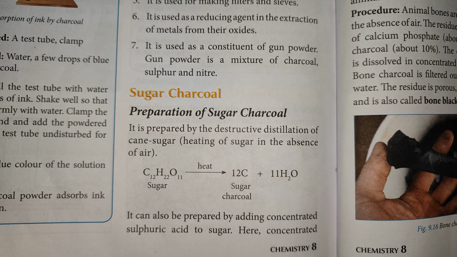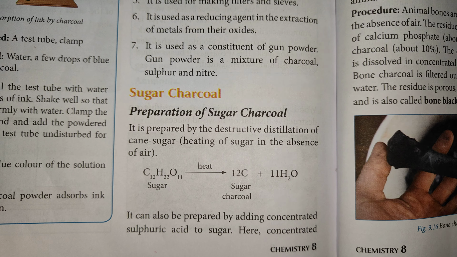It is used as a reducing agent in the extraction of metals from the rock oxides, like wood charcoal was used. Likewise, sugar charcoal is also used, and it is also used in the preparation of artificial diamonds.